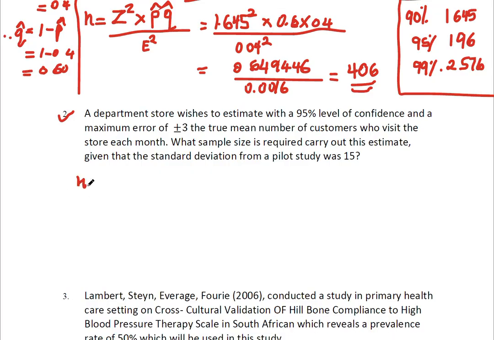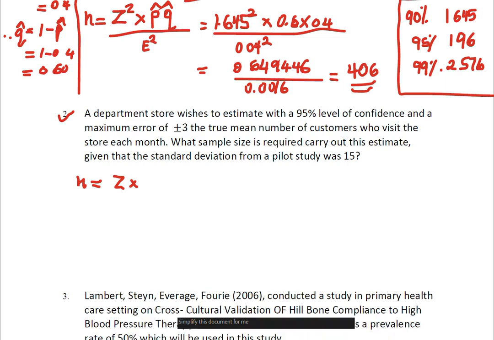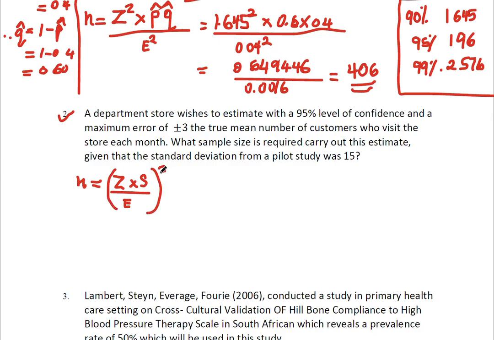So it's n equal to z multiplied by s, where z is again the table reading that is associated with the level of confidence of the estimate, and s represents the standard deviation of the sample. And we have the maximum tolerable error of e. And we're going to square all of this. We're going to simplify what's inside the bracket and then square.